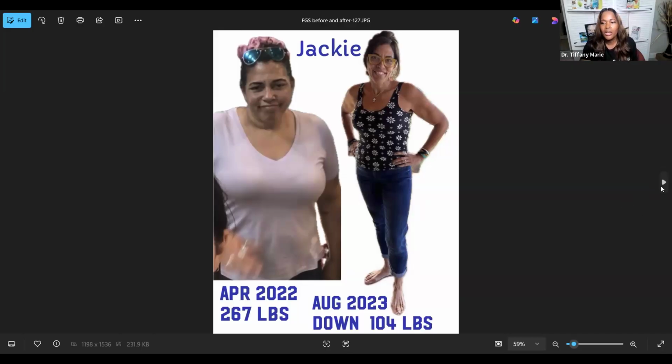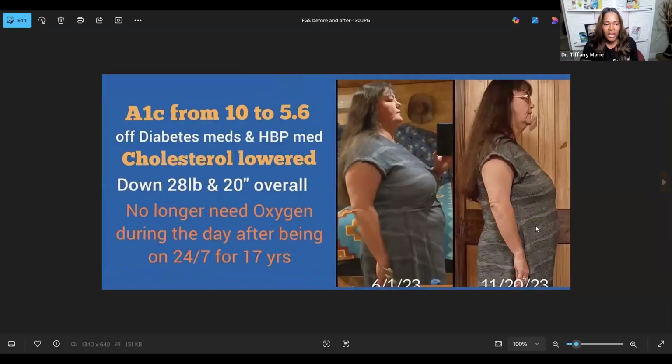So I love Jackie's story. 104 pounds, she actually reversed her pre-diabetes, but she's still keeping that weight down. That 104 pounds, when we see her, when we hang out with Miss Jackie, she is still looking just as good. And here we have this here with Tanya. She was able to, one, she lost weight, right?